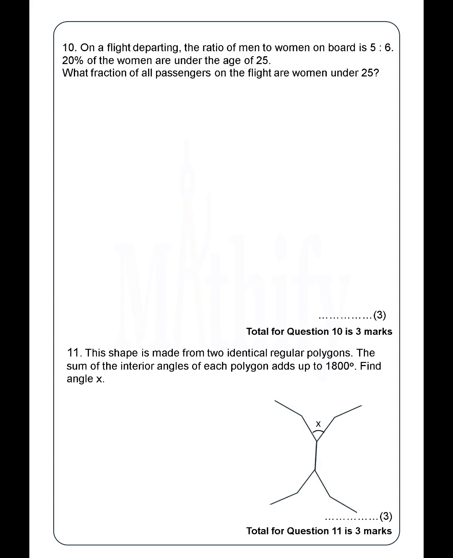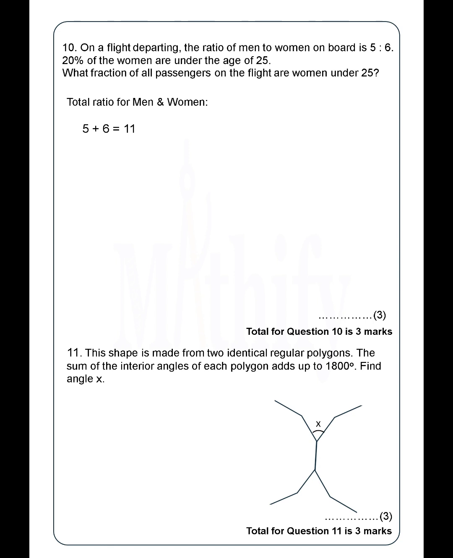Question 10. On a flight departing, the ratio of men to women on board is 5 to 6. 20% of women are under the age of 25. What fraction of all passengers on the flight are women under 25? 3 marks. Step number 1. In any ratio question, add the two ratios together to work out the total ratio. So total ratio for men and women, 5 plus 6 is equal to 11.